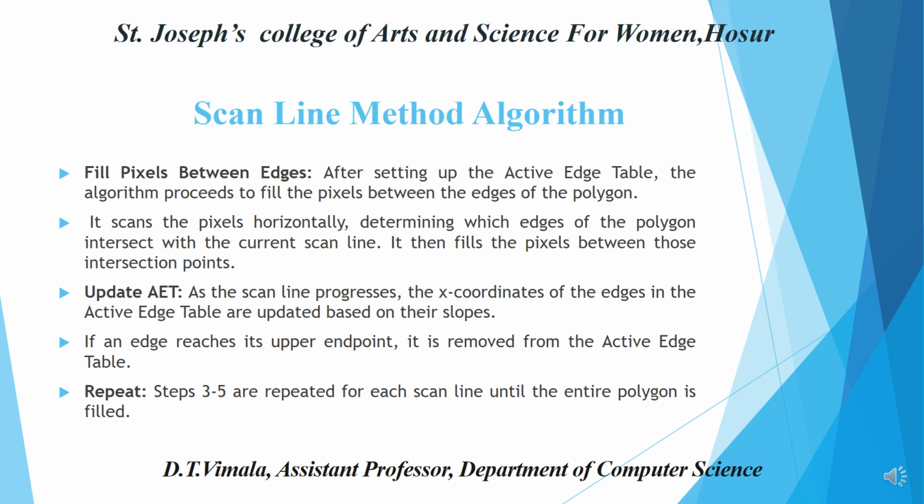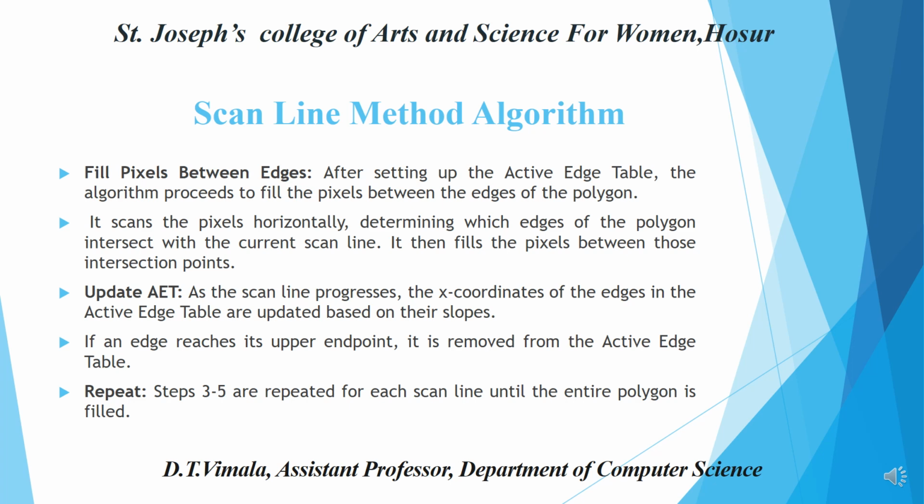Fill pixels between edges. After setting up the active edge table, the algorithm proceeds to fill the pixels between the edges of the polygon. It scans the pixels horizontally, determining which edges of the polygon intersect with the current scan line. It then fills the pixels between those intersection points. That means it scans a line, it finds the intersection points of the edges, and then it fills the colors.